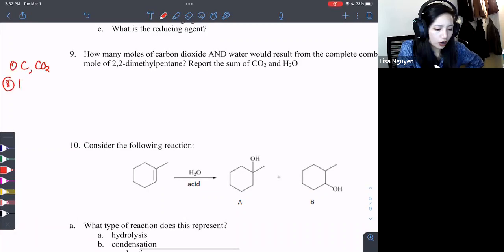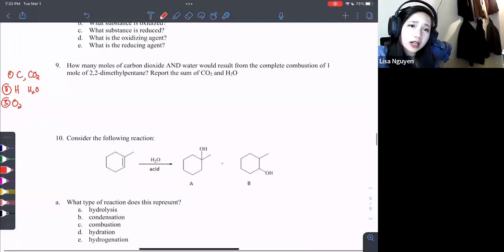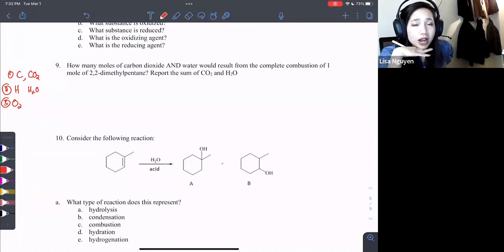Then you balance your hydrogens in your molecules using H2O, and then you balance your O2s at the end, that's the last coefficient you put in. So the problem is that in chapter 1, I always gave you the chemical formula, but now I don't give it to you because we know how to build organic alkanes now.